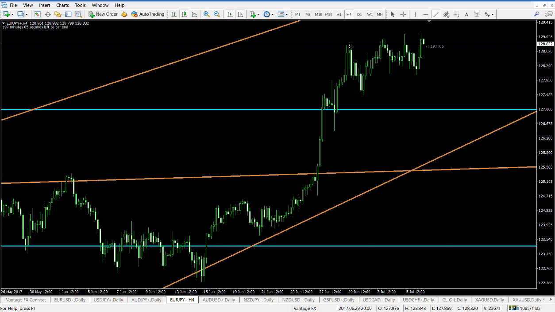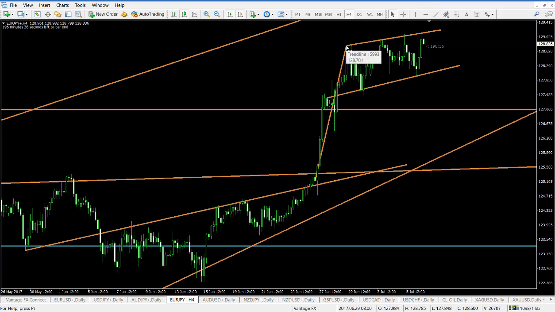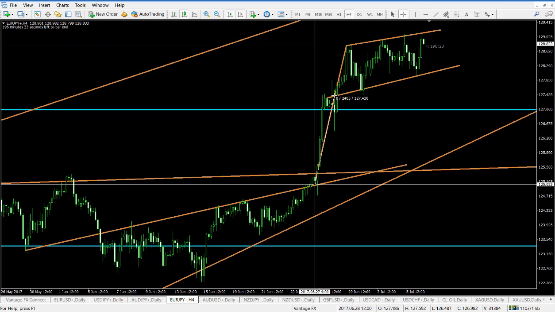I've seen a flag here. See, this is a very small flag, something like that. Let's draw this line. If you can see, this is the resistance. This resistance broke here with this big pin bar. This is the handle, the pole of that flag, and that's the flag. So if the price can break the top level of this flag, it's going to move. Well, the handle is about 240 pips.